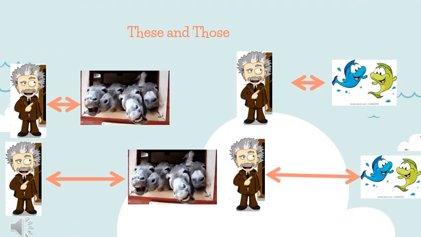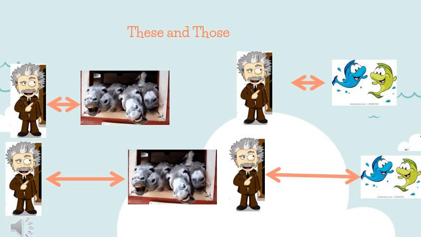These and those are demonstrative adjectives that can help us talk about plural nouns. For example, when something is close to us and they're plural, we will use these. In this example, we can say, these are donkeys. But if they were far away from us, we will have to use those. So this sentence will be, those are donkeys.